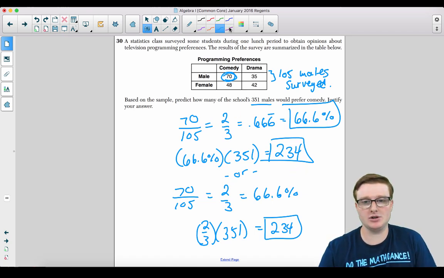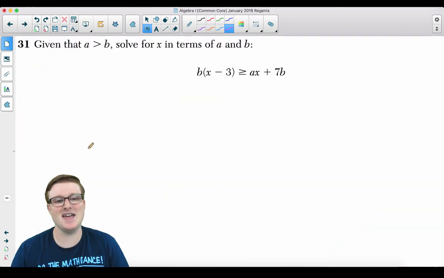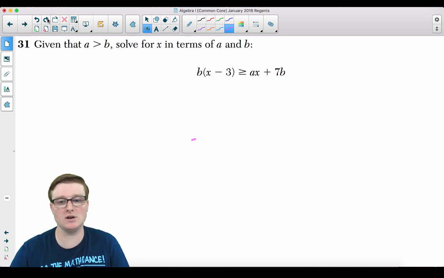All right, moving on to question 31. Given that A is greater than B, solve for X in terms of A and B. We're going to get back to that instruction in a second. So first and foremost, I just want you to solve for X.